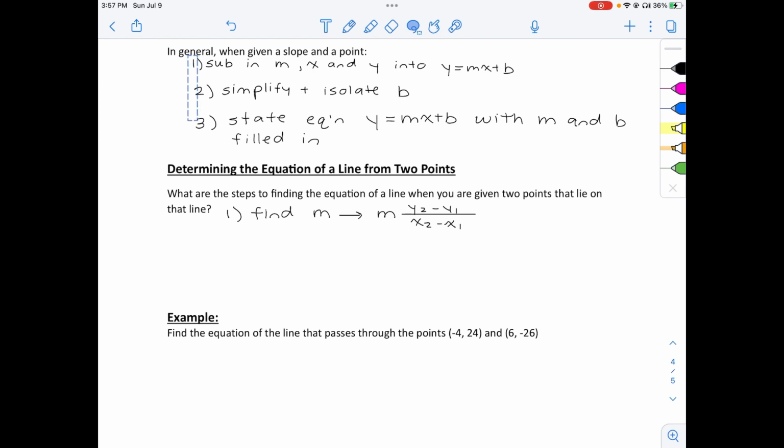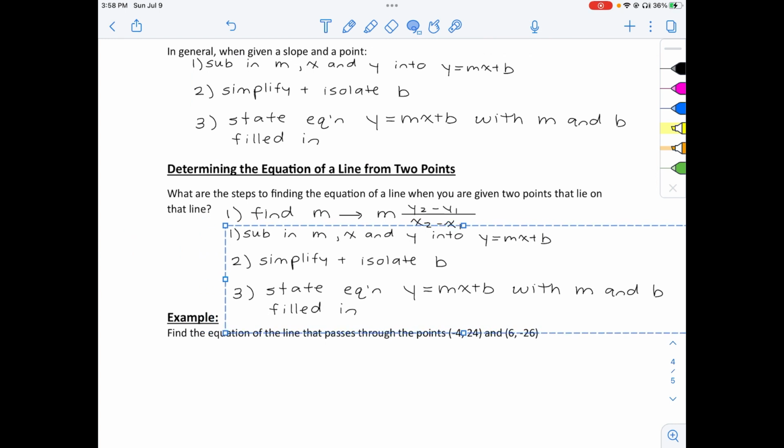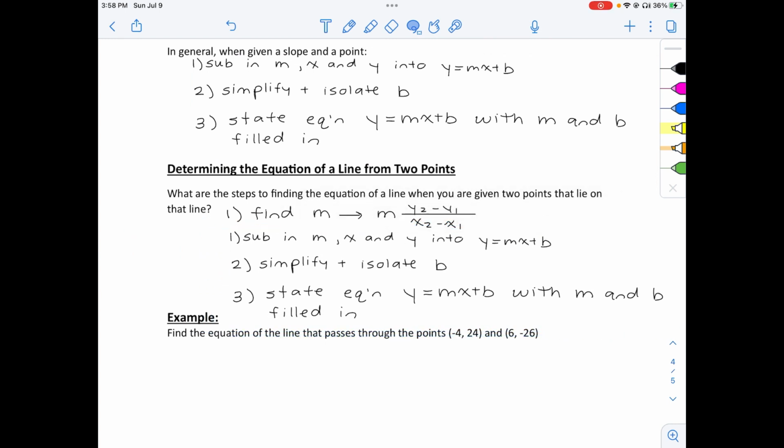So I'm just going to copy this here and add a few things to it. I would first need to find the slope because it's not given to me, but then everything else is the same afterwards. My second step is to sub in my slope, and then sub in x and y into my equation, y equals mx plus b. Because you're given 2 points, you'll have 2 options for x and y, but like we saw with determining if points are collinear, it doesn't matter which point you use for your x and y. Then you'll sub in those values, simplify and isolate for b, and lastly, you'll state your equation with m and b filled in.